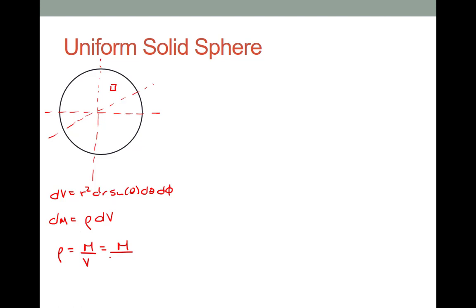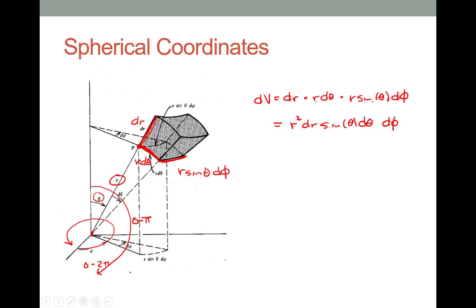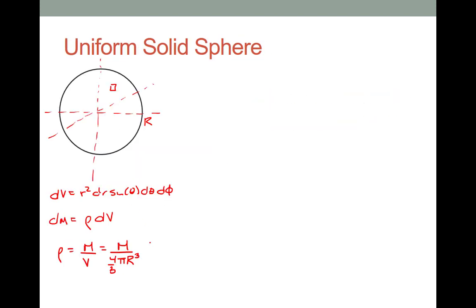The volume of a sphere is 4/3 pi times the radius of the sphere cubed. So let's let our sphere have a radius of capital R. Or we can write that a little bit more nicely as 3 times the mass divided by 4 pi r cubed.